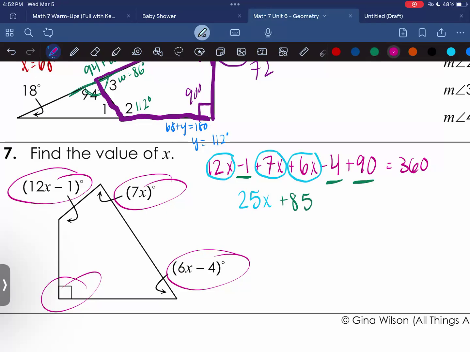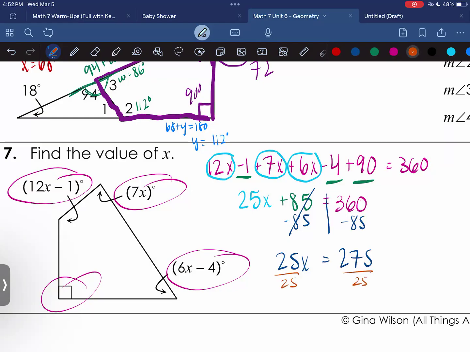And then bring down my equal sign and my 360 degrees. Now we solve for x. Your first step here would be to subtract 85 from both sides of your equal sign. They cancel here. Bring down 25x equals, this will be 275. Final step, divide by 25 on both sides. You're going to get that x equals 11.